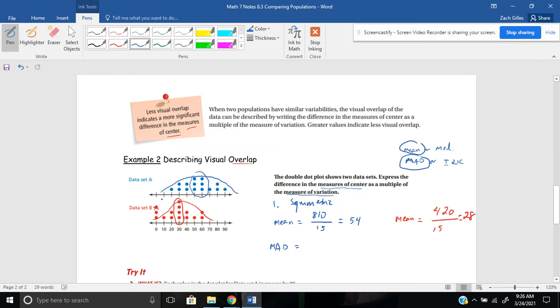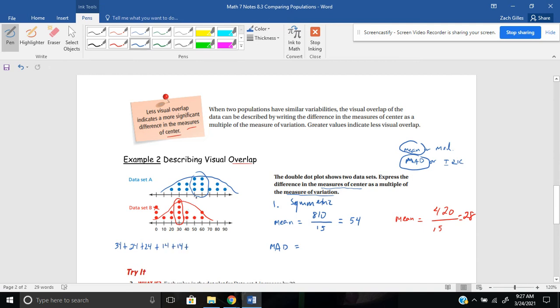Okay, so for example, my first point is 20. How far away is that from 54? Well, that's 34 away from 54. Plus, how far away is 30 from 54? Well, it's 24 away. And I have 2 of those points, so plus 24. Plus, how far away is 40 from 54? Well, it's 14 away. And I have 2 of those.